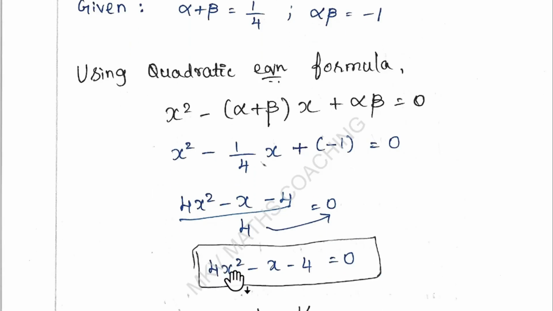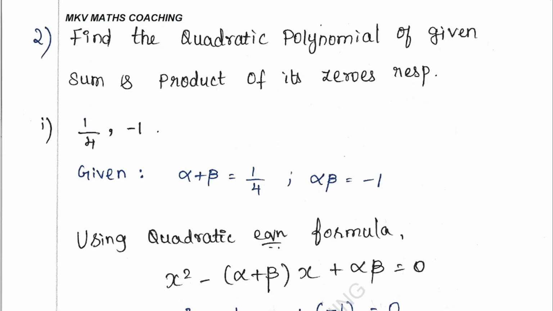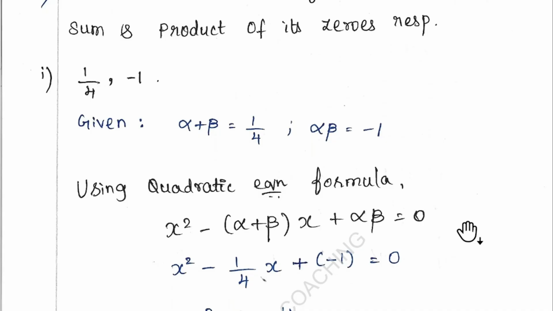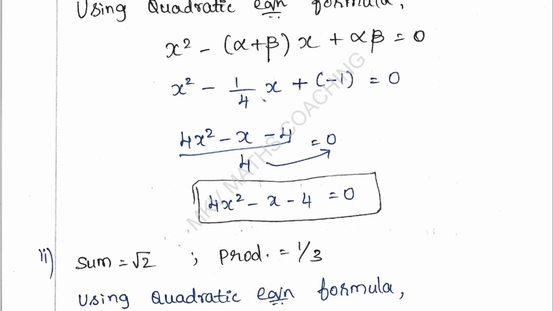A quadratic equation is one where the highest power of the equation will be 2. So here 4x square minus x minus 4 equals 0, which is a quadratic polynomial. Whenever in the question they ask you to find the quadratic polynomial, you need to know alpha plus beta and alpha beta. If you know these two values, just substitute in this formula to get the quadratic equation. Okay. So all other problems are the same.